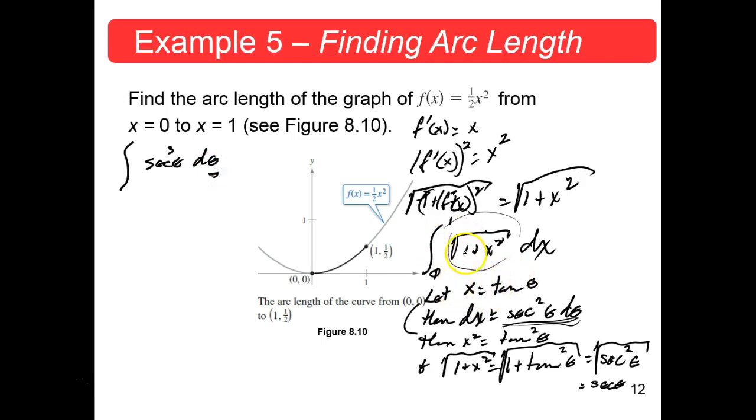So when x is equal to 0, what tangent of what angle is equal to 0? 0. So the theta becomes a 0. That's good. And when x is equal to 1, tangent of what angle is equal to 1? Pi over 4. So now we have our new limits. Now we're left with the problem of integrating a secant cube theta.